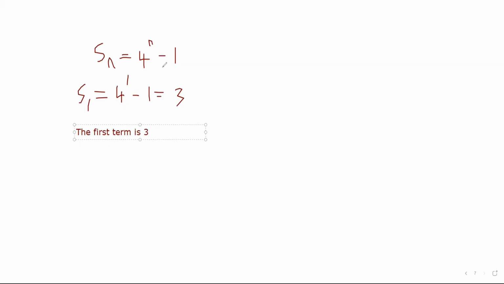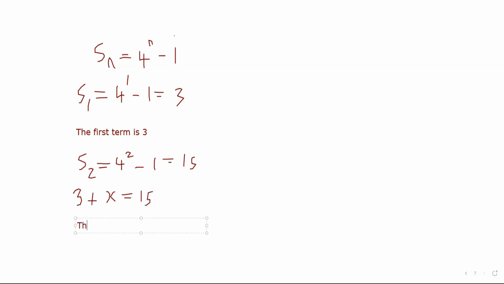Now look what else it tells me. If we put in 2, S2 is going to be equal to 4 to the second power minus 1. 4 squared is 16, 16 minus 1 is 15. So the first term plus the second term, let's call it x, 3 plus x equals 15. And so the second term is 12, because the sum of the first two terms must be 15.